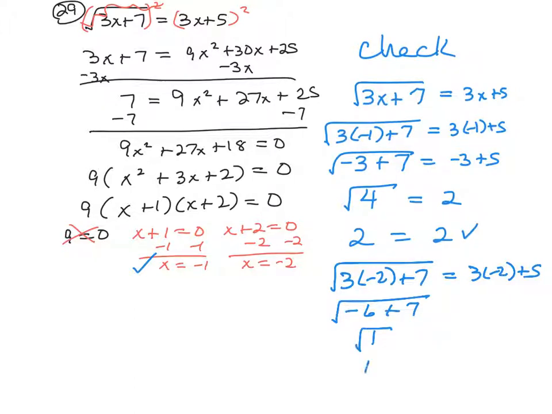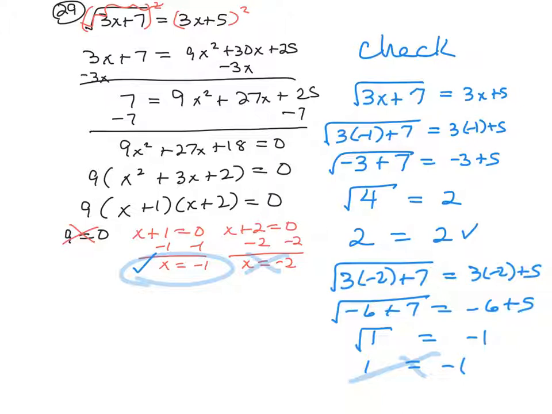This will simplify to 1. Square root of 1 is 1. Over on the right side, negative 6 plus 5 gives me negative 1. Negative 1 does not equal positive 1, so this solution of x equals negative 2 does not work. So the only solution here is x equals negative 1.